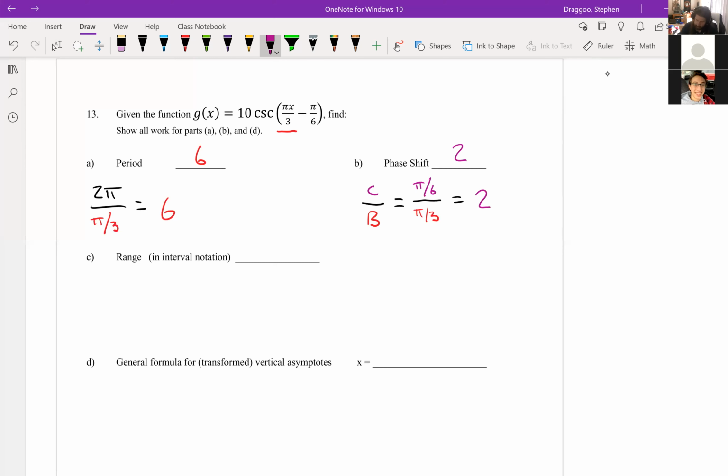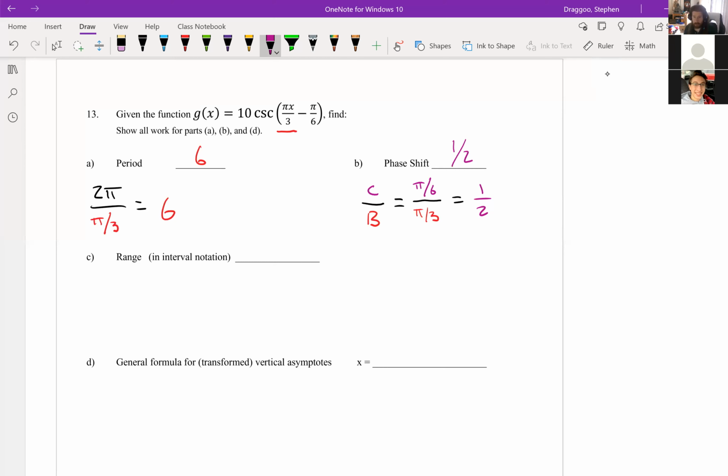Oh, wait, no, I'll take that back. That's not going to simplify to 2. That's going to simplify to 1/2. Right? Yep. So it'll be pi over 6 times 3 over pi. Yeah, I'm cool with all that.